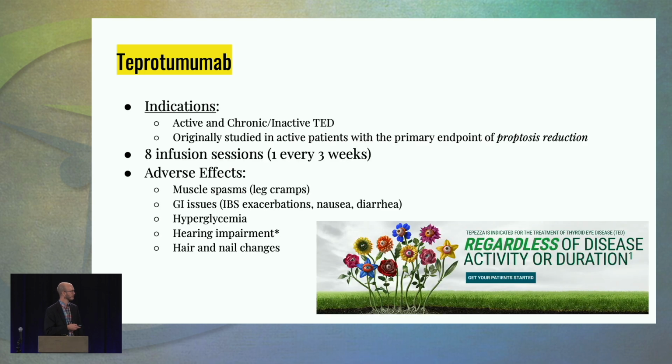So that's why, more recently, Tepro was originally designed for and looked at in people with active TED who had proptosis, looking at proptosis reduction. But now it's being looked at in chronic TED, or even in people who have failed one round, and doing repeat treatments. It's 8 infusions, 1 every 3 weeks, so it's about a 24-week treatment period.